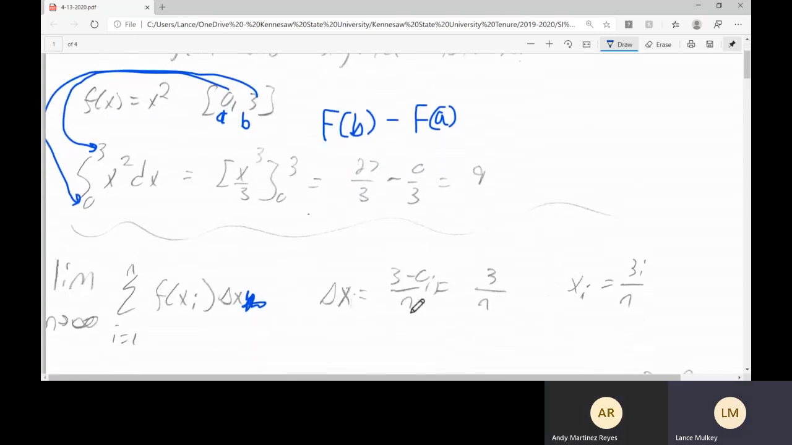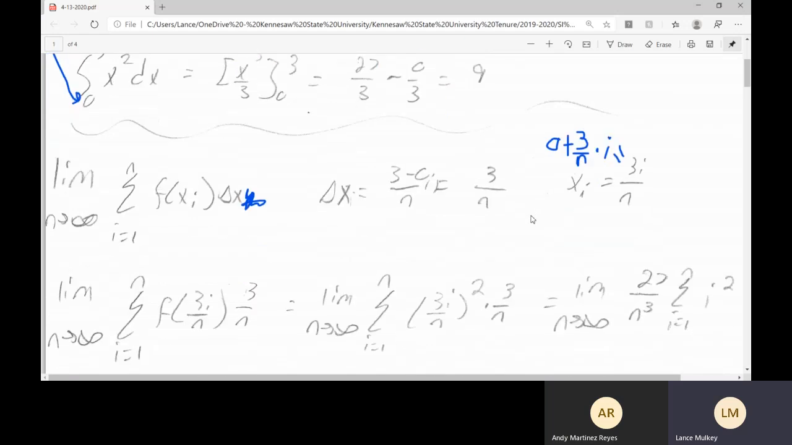3 minus 0 over n. It's supposed to be a comma. And then it equals n. And xi equals a right there. So 0 plus delta x, which is this, three over n times i. So 0, so it equals that. Okay. You following along? Yeah, so far.